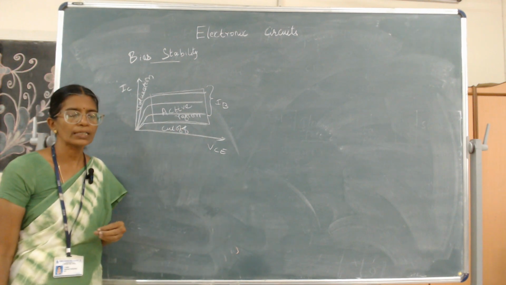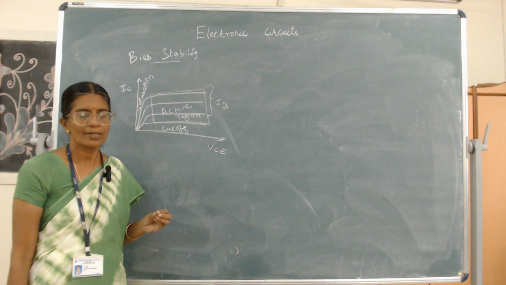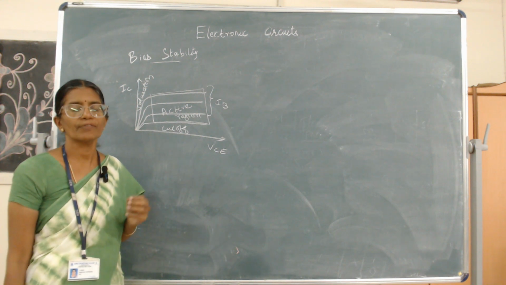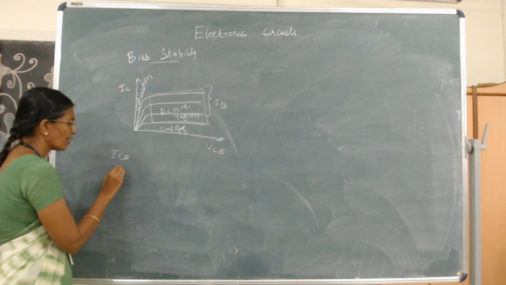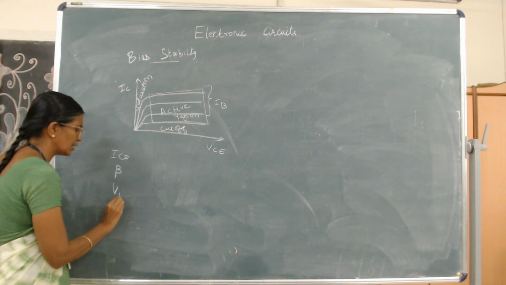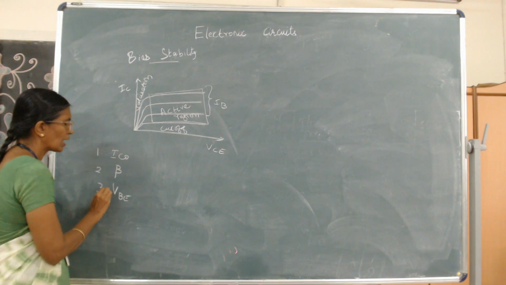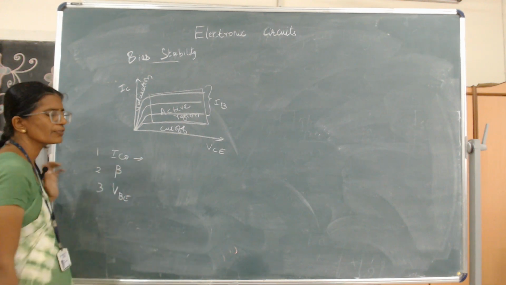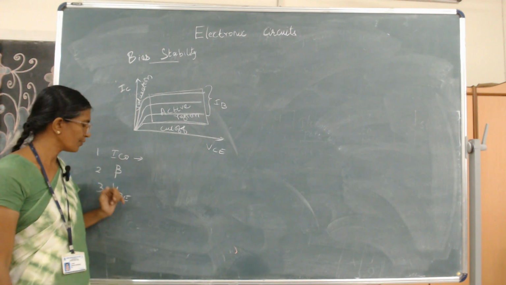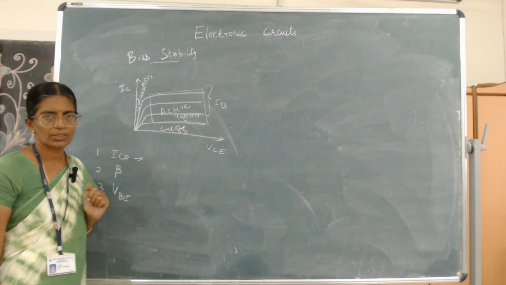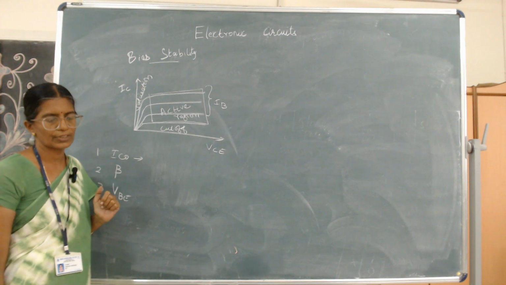We know that transistor parameters usually vary with temperature. The three important parameters which vary with temperature are ICO, beta and VBE. ICO is the reverse saturation current of the transistor. Beta is the current gain and VBE is the input voltage, that is the voltage between the base and the emitter terminal of the transistor.